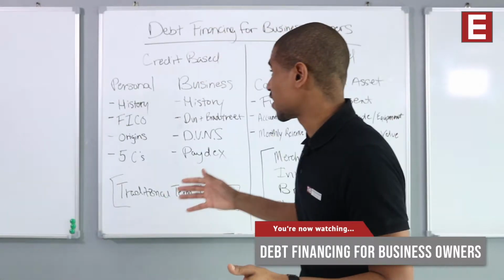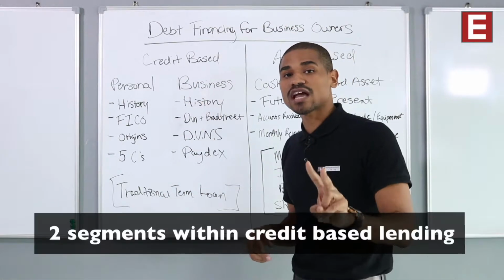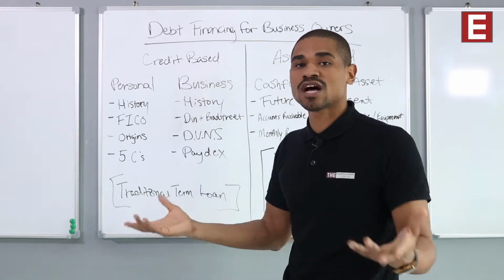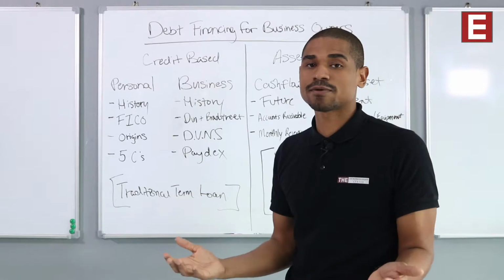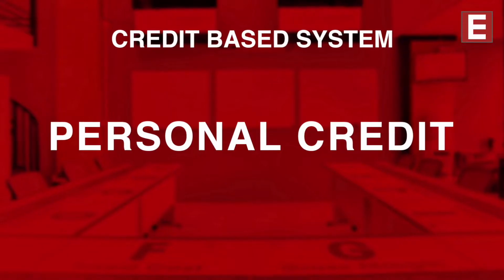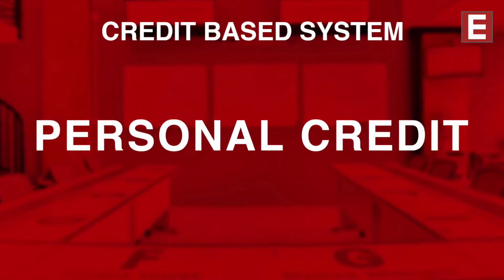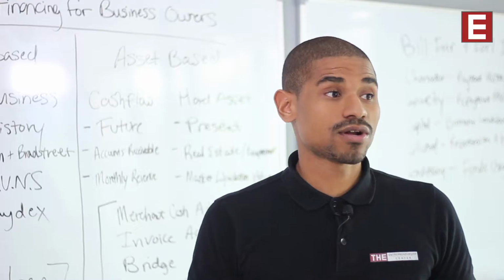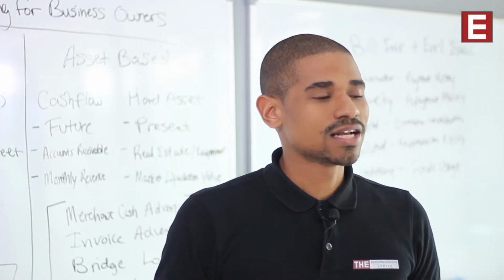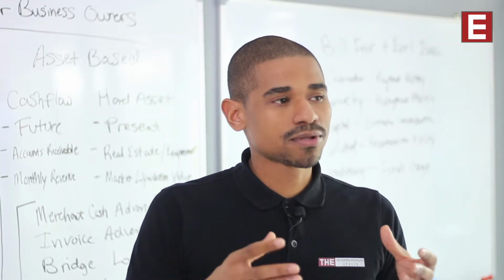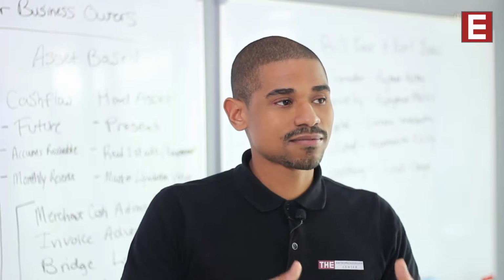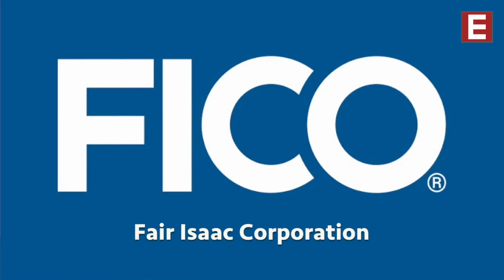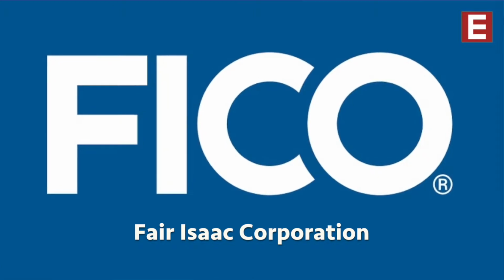Now, in the credit-based area, as you see here, there's two segments within credit-based lending. And the first one is probably the most popular one for most entrepreneurs on the planet that have access to any type of credit system, and that's a personal credit system, right? In the United States specifically, the personal credit system goes back a long period of time. But what I actually just found out was that the most popular credit system in the United States was actually just implemented in 1989. That's the FICO system, the Fair Isaac Corporation located in California.